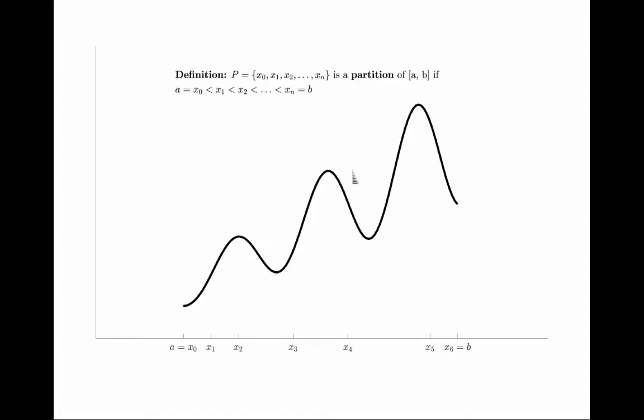So just a reminder of some of the terms from the last video. A partition of an interval a to b is just an increasing set of points, where the first point x naught is a, and the last point, the nth point, is b. The space between these points are subintervals. For example, x naught to x1 is the first subinterval.